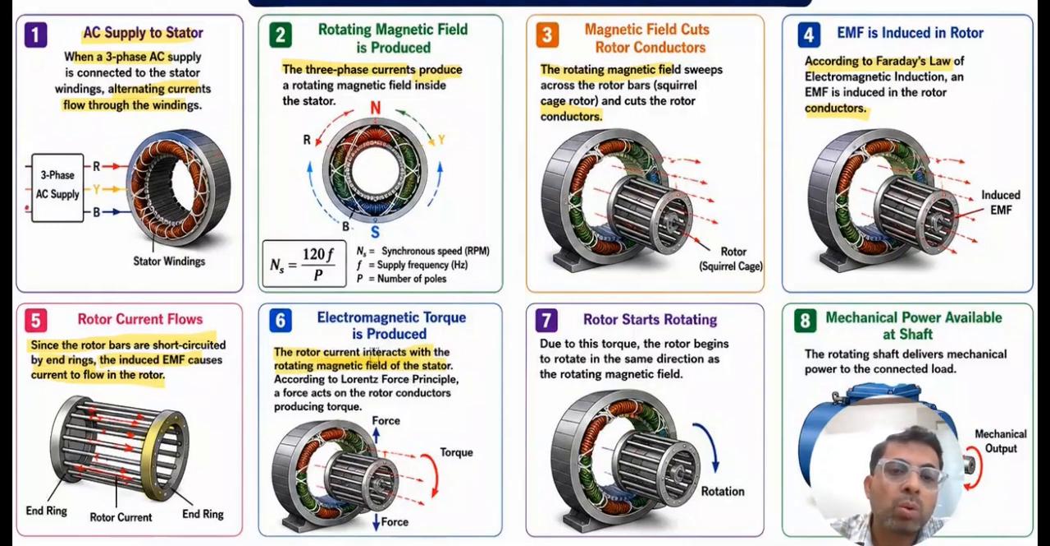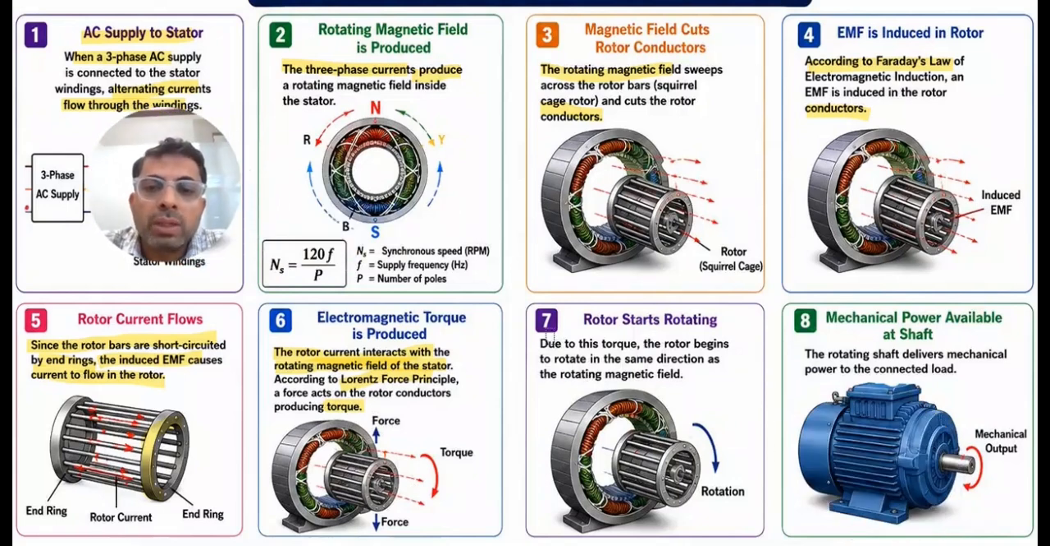So what will happen? The rotor current interacts with the rotating magnetic field of the stator, and according to the Lorentz force principle, a force acts on the rotor conductor producing a torque, and it's very important. Torque is generated over here, and due to this torque, the rotor begins to rotate in the same direction as the rotating magnetic field.